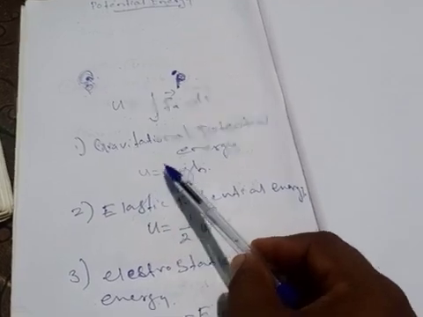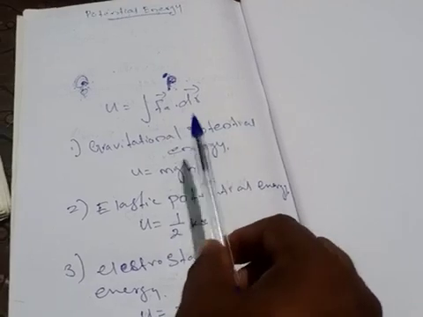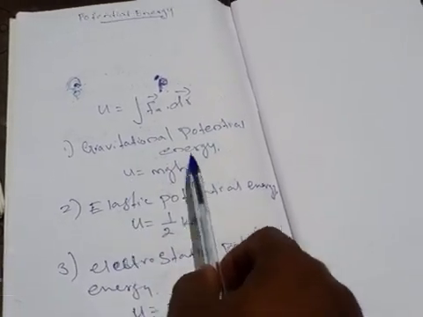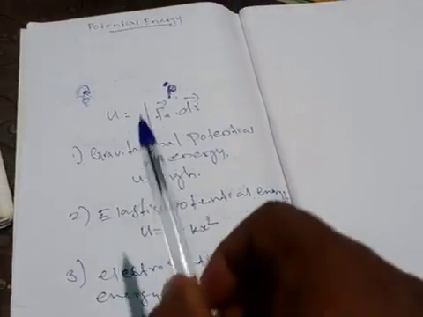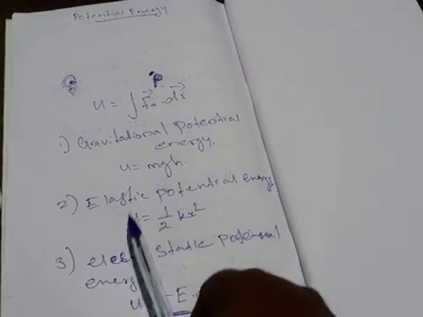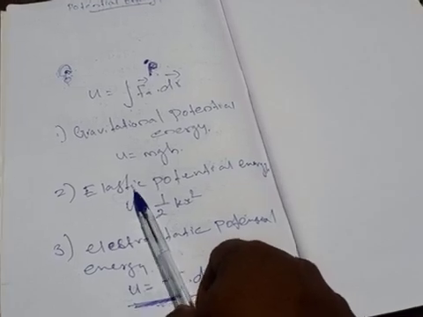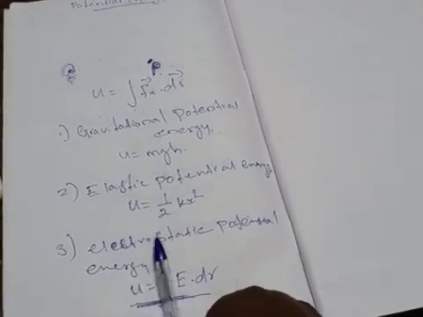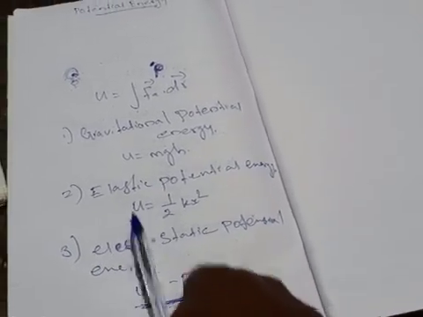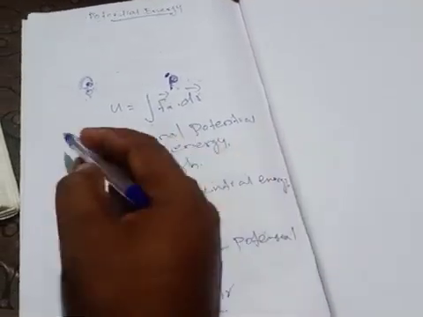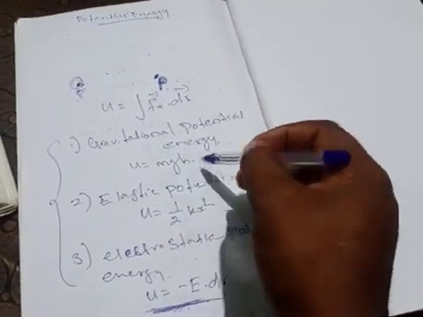And there are some types of potential energy. Gravitational potential energy means the energy possessed by the body due to gravitational force. Elastic potential energy means the energy due to spring force and other similar forces. And electrostatic potential energy means the energy due to electrostatic force on the charges. And this is a 3-mark question. Types of potential energy is a 3-mark question and it is a book back question.